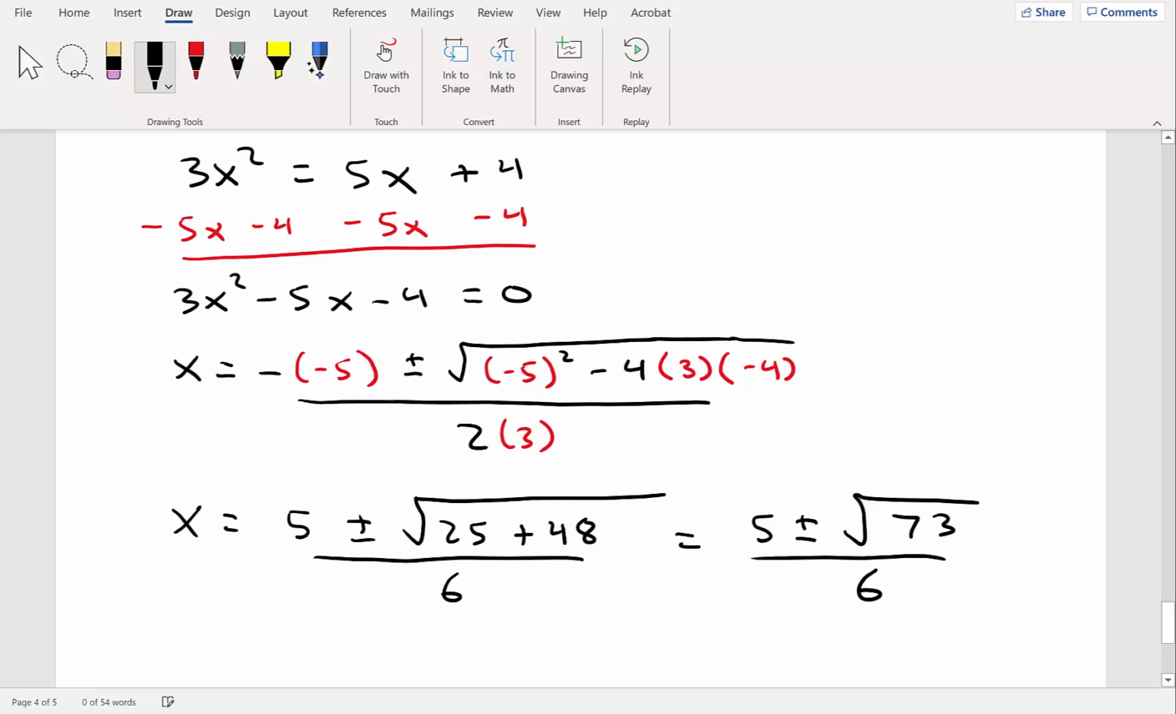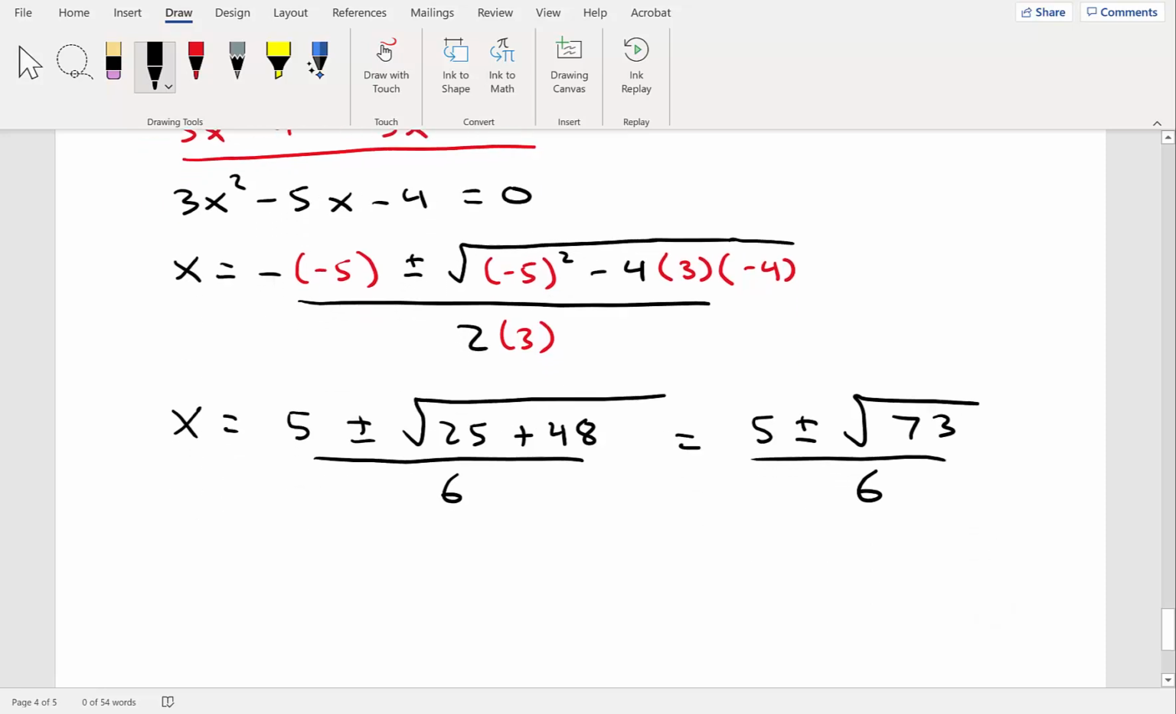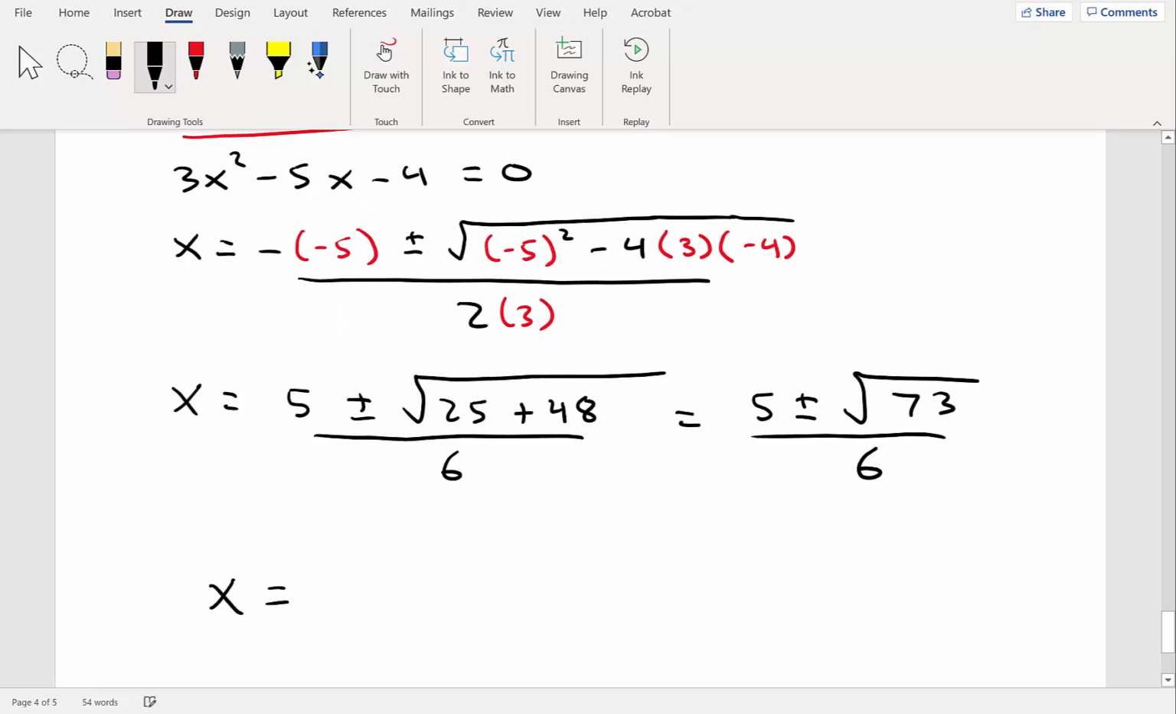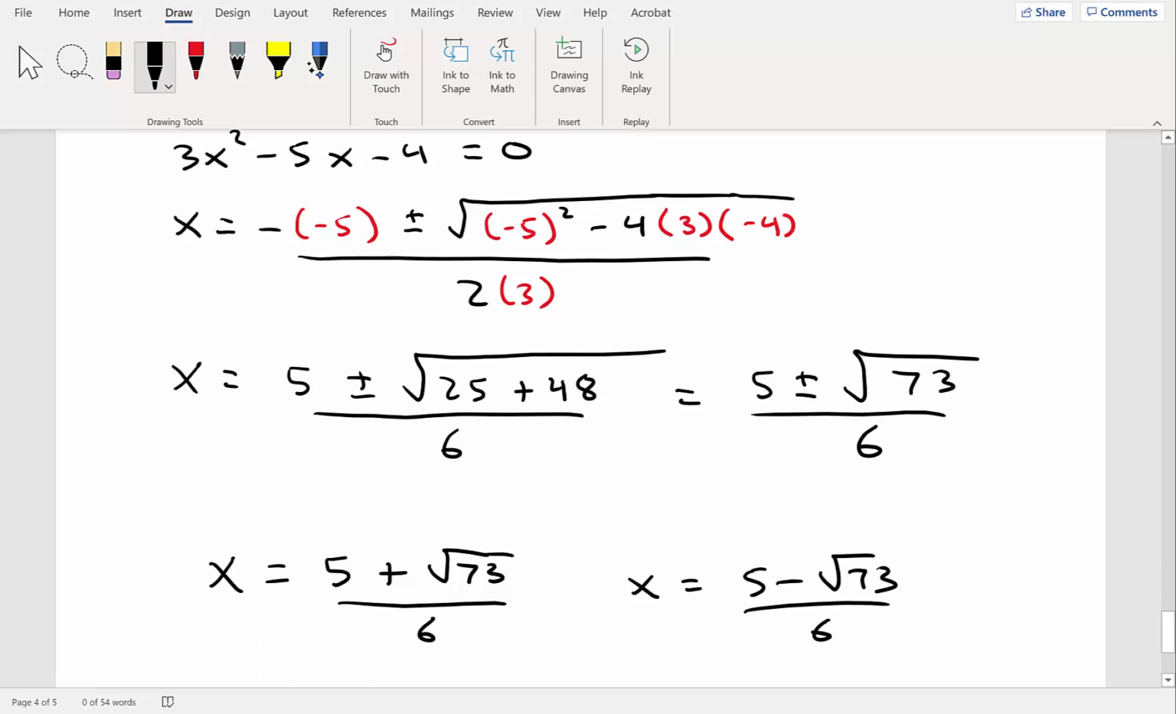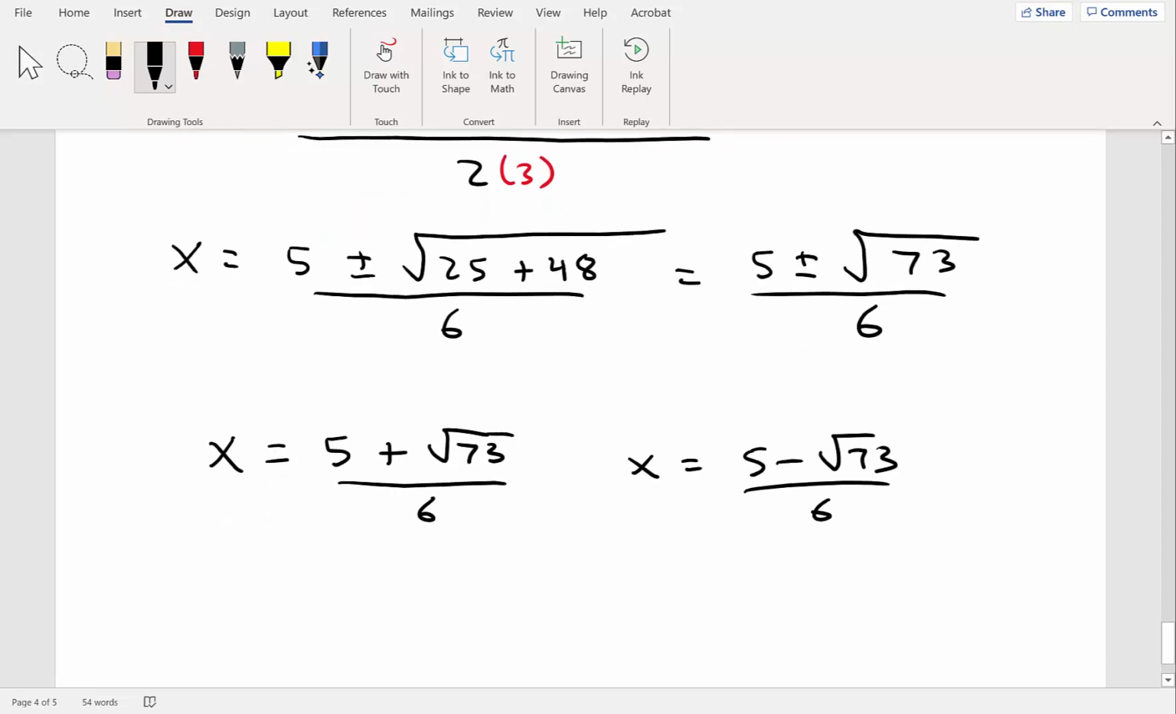Now the square root of 73, well 73 is actually a prime number. There aren't two numbers that you can multiply together to give you 73 besides 1 and 73. So the square root of 73, I cannot simplify it. So let's go ahead and break up our answers. We have x equal to 5 plus the square root of 73 over 6, and then x equal to 5 minus the square root of 73 over 6. And now we have our two solutions. Our two solutions are completely simplified. So we're finished with this problem.